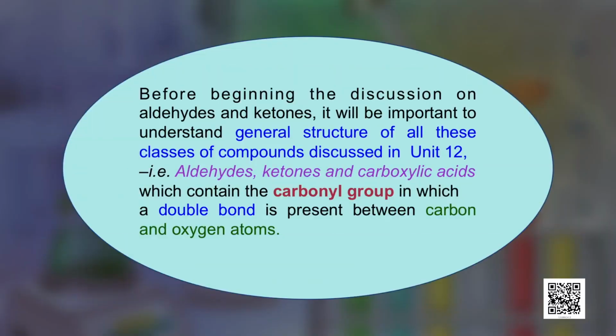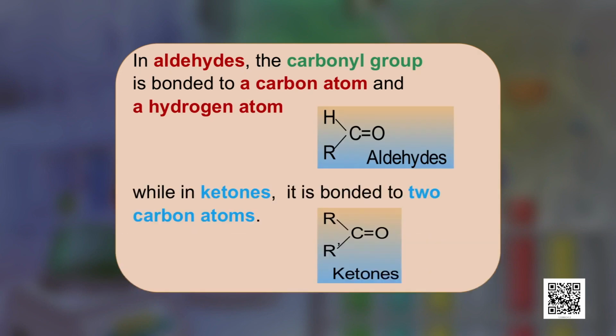Before beginning the discussion on aldehydes and ketones, it will be important to understand the general structure of these classes of compounds discussed in this unit, that is aldehydes, ketones and carboxylic acids, which contain the carbonyl group in which a double bond is present between carbon and oxygen atoms. In aldehydes, the carbonyl group is bonded to a carbon atom and a hydrogen atom, while in ketones it is bonded to 2 carbon atoms.